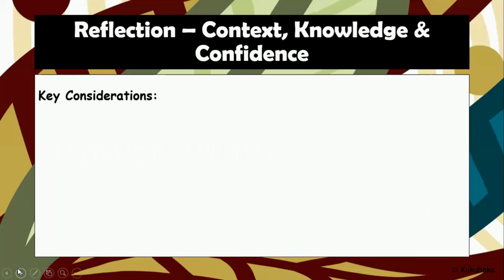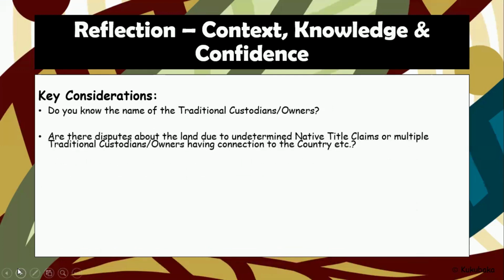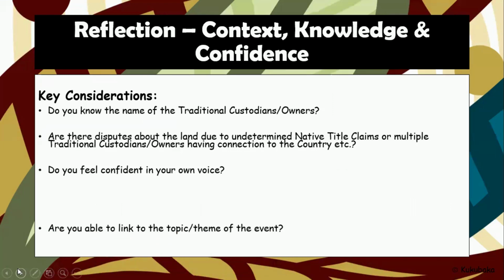Reflection. Reflection is really important in this whole entire process. You want to reflect on the context, knowledge, and confidence. Do you know the name of the traditional custodians or owners? Are there disputes about the land due to undetermined native title claims or multiple traditional custodians or owners having connection to the country, etc.? Do you feel confident in your own voice?